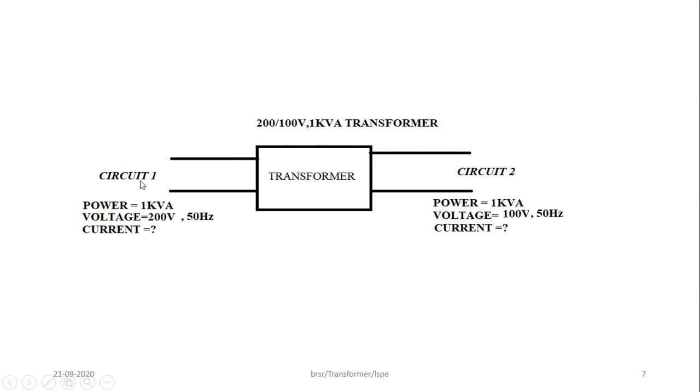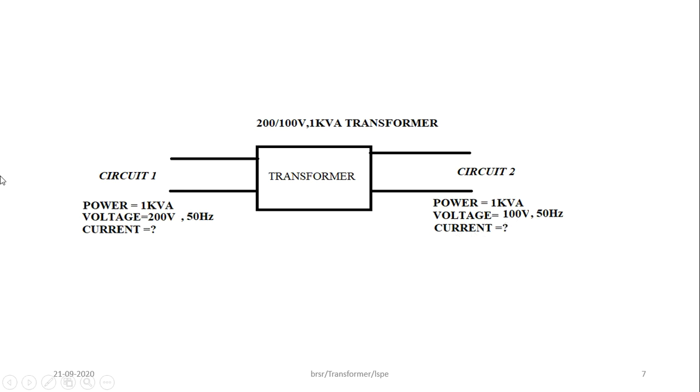That means if circuit one side has a power of 1 kVA, the secondary circuit will also have a power of 1 kVA. The transformer is transferring electric power from one circuit to the other circuit. Now if the voltage is 200 volts 50 Hertz on the primary side, voltage is going to be 100 volts 50 Hertz on the secondary side.